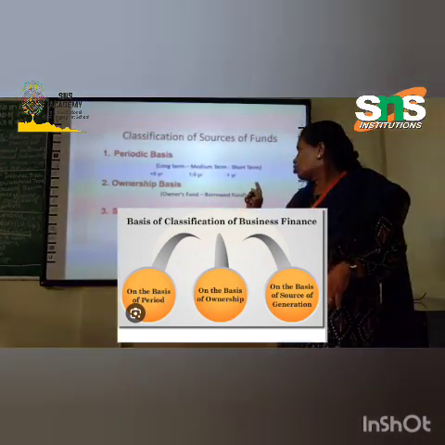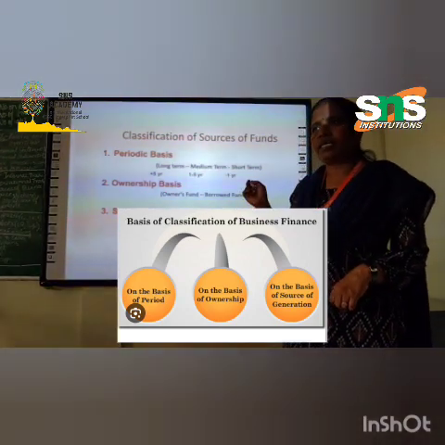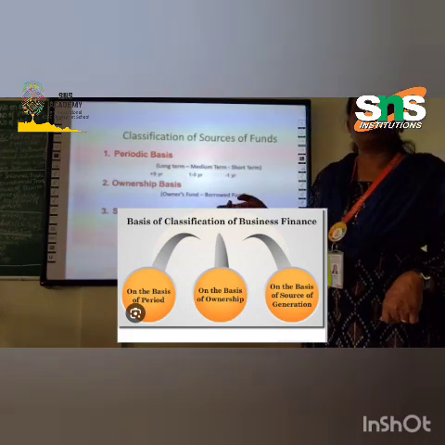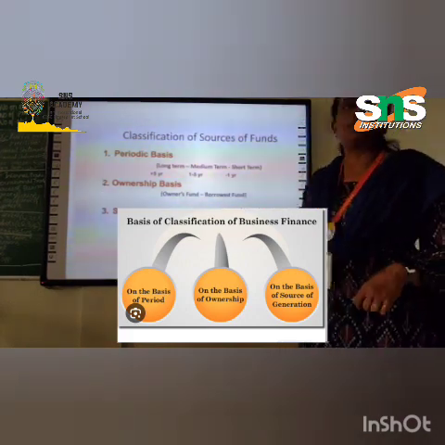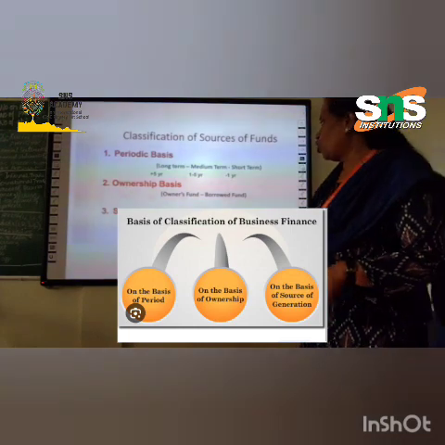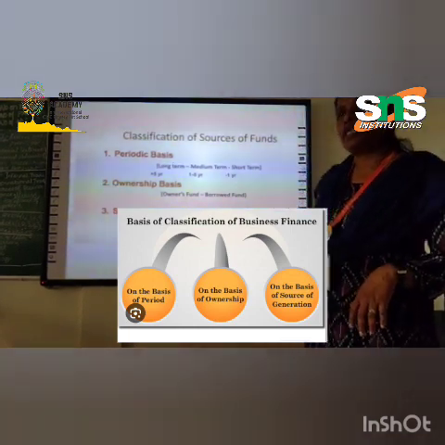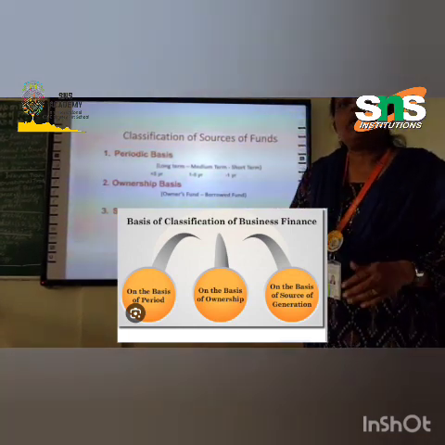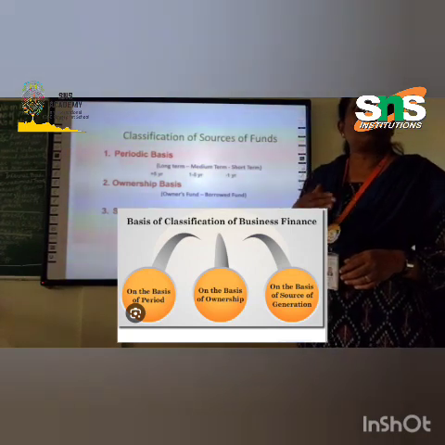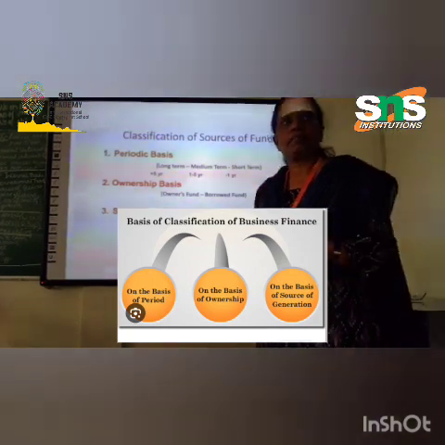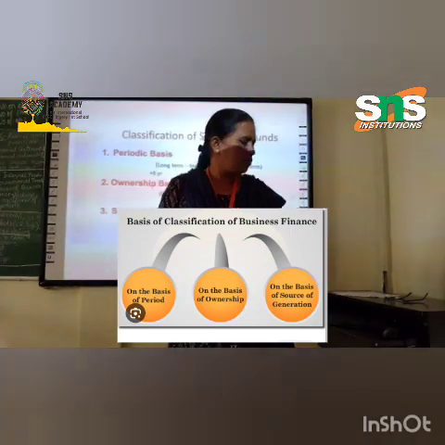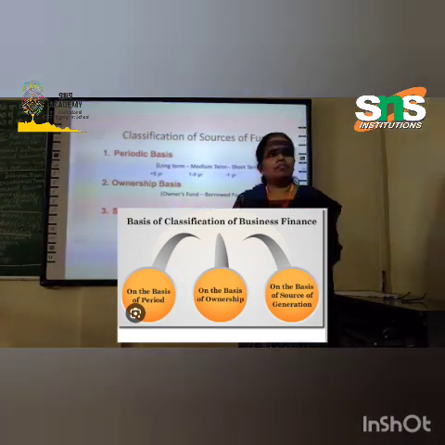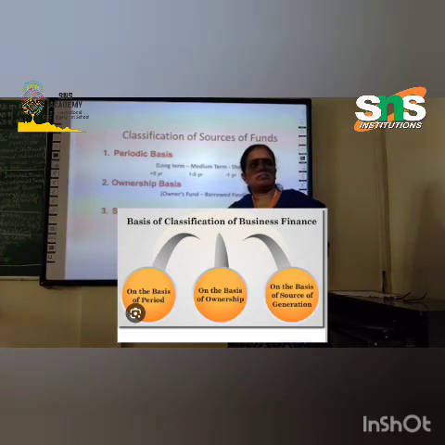Next one is the sources of generation basis. Sources of generation basis means internal sources and external sources. Internal sources of finance are those available within the organization. Examples of internal sources are collections of receivable debt, disposing of surplus inventories, and ploughing back profit. These are the examples of internal sources.